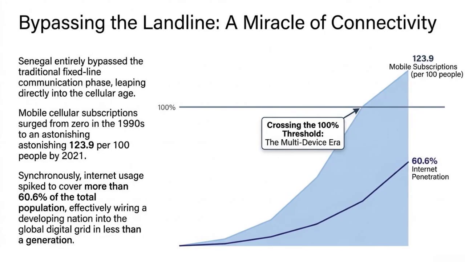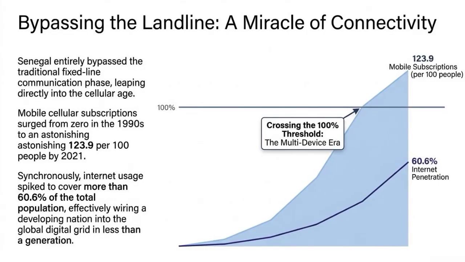terrain. But then mobile cellular technology arrives in the late 90s. And the subscription rate just absolutely skyrockets. It goes from absolute zero to 123.9 mobile phones for every 100 people by 2021. Over 123% penetration. It's wild. And at the same time, internet penetration jumps to cover over 60% of the total population. I mean, it's like skipping the invention of the automobile and going straight from riding horses to flying jets.